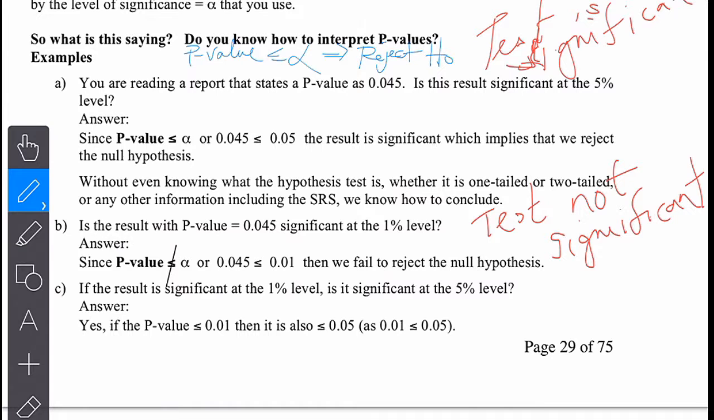Okay, and finally, if a result is significant at 1%, so it satisfies the very strict requirement, is it significant at 5%? Yes, it is, right? Because the way you can do that is you can say, well, it's smaller than 1%, so of course, if it's smaller than 1, then it's going to be smaller than 5, which is even bigger. Okay, so that's just some practice understanding, interpreting, changing the level of significance.